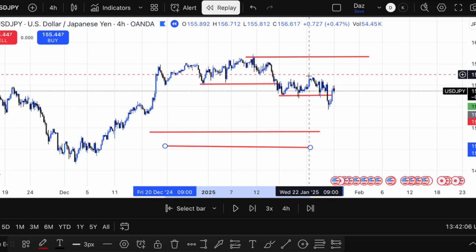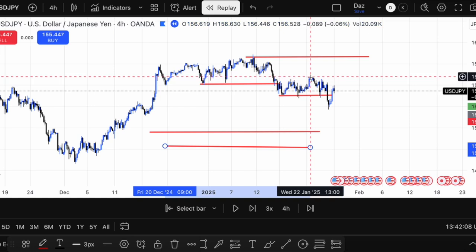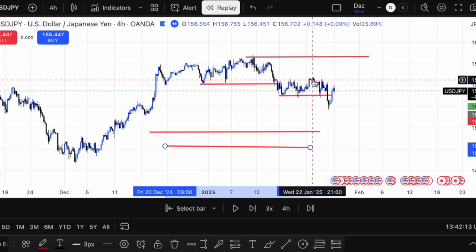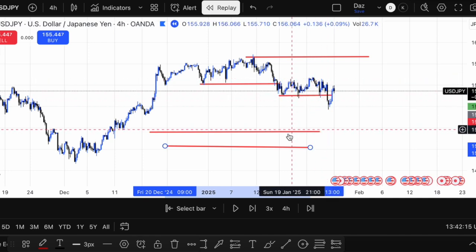So now we've got a new lower low here and a lower high here. Okay, so let it play out again.